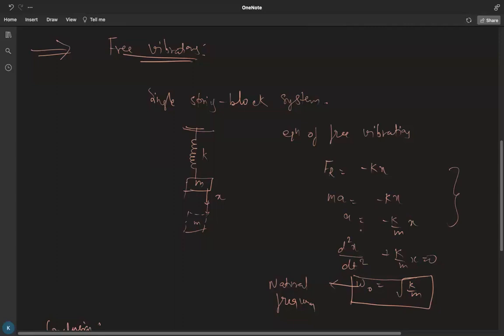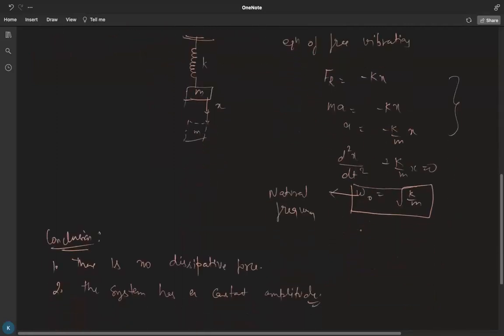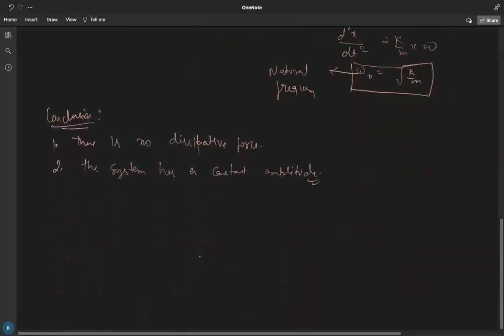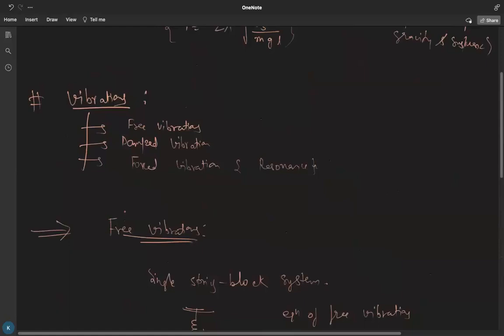Our main motto is to understand कि vibrations हो रही हैं तो उसमें क्या क्या चीजें हो रही हैं, right? So the first thing we reached the conclusion is that there is no dissipative force, and the second is that the system has a constant amplitude. Now let me write the equations here. x is equal to a sine (omega naught t plus phi), where phi is the phase difference. This is the equation जो कि हमने पहले भी डिस्कस कर चुके.